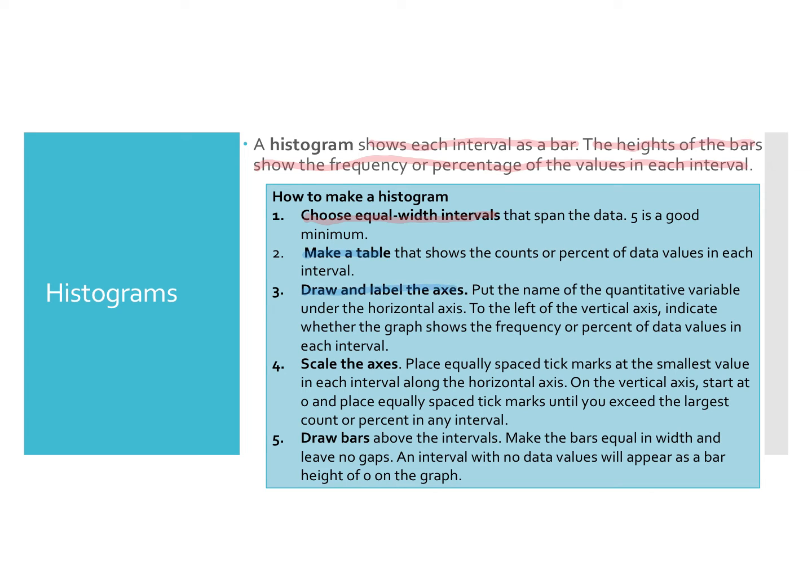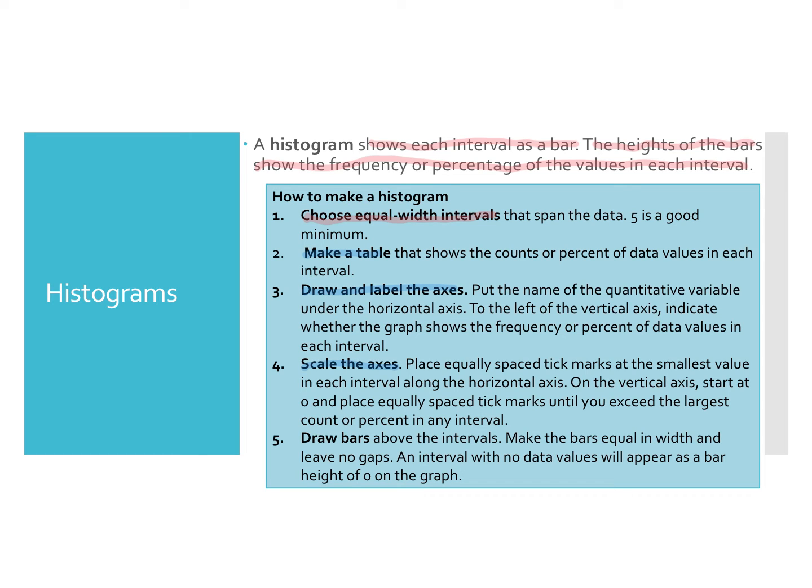You'll draw and label those axes, meaning you'll put the name of the quantitative variable under the horizontal axis, and to the left of the vertical axis, you're going to indicate whether the graph shows a count or frequency or percent. Then you'll scale the axes.